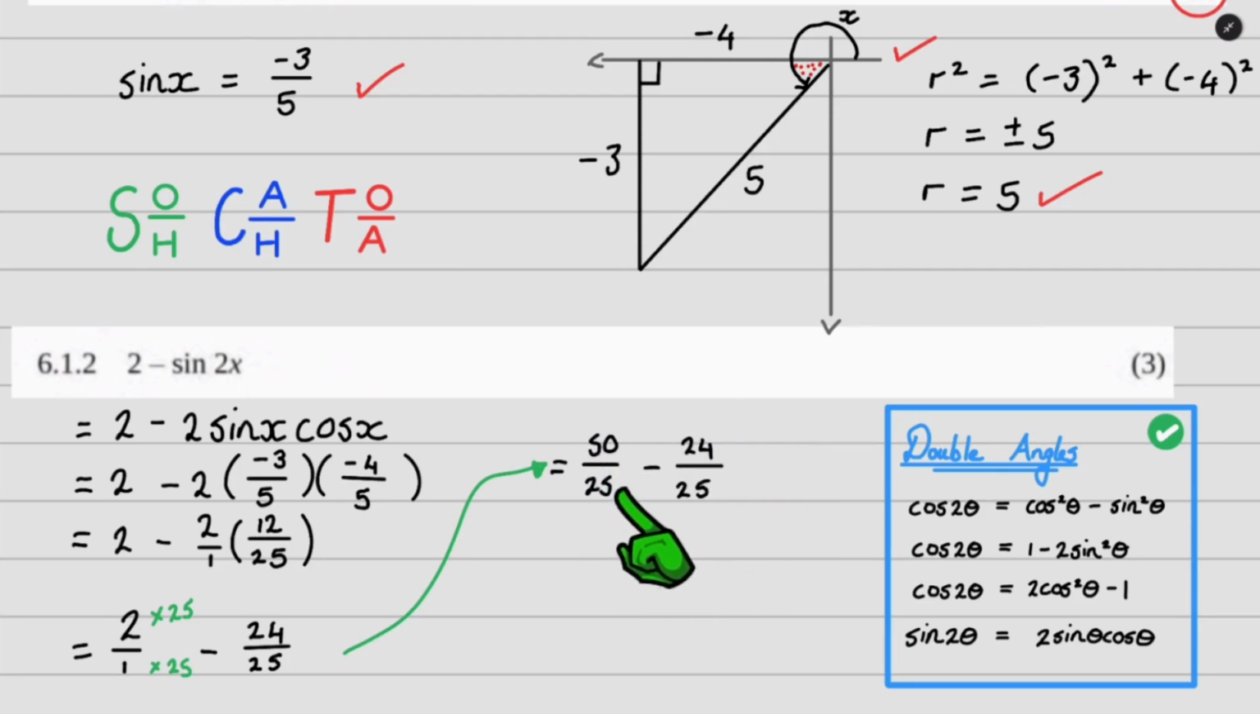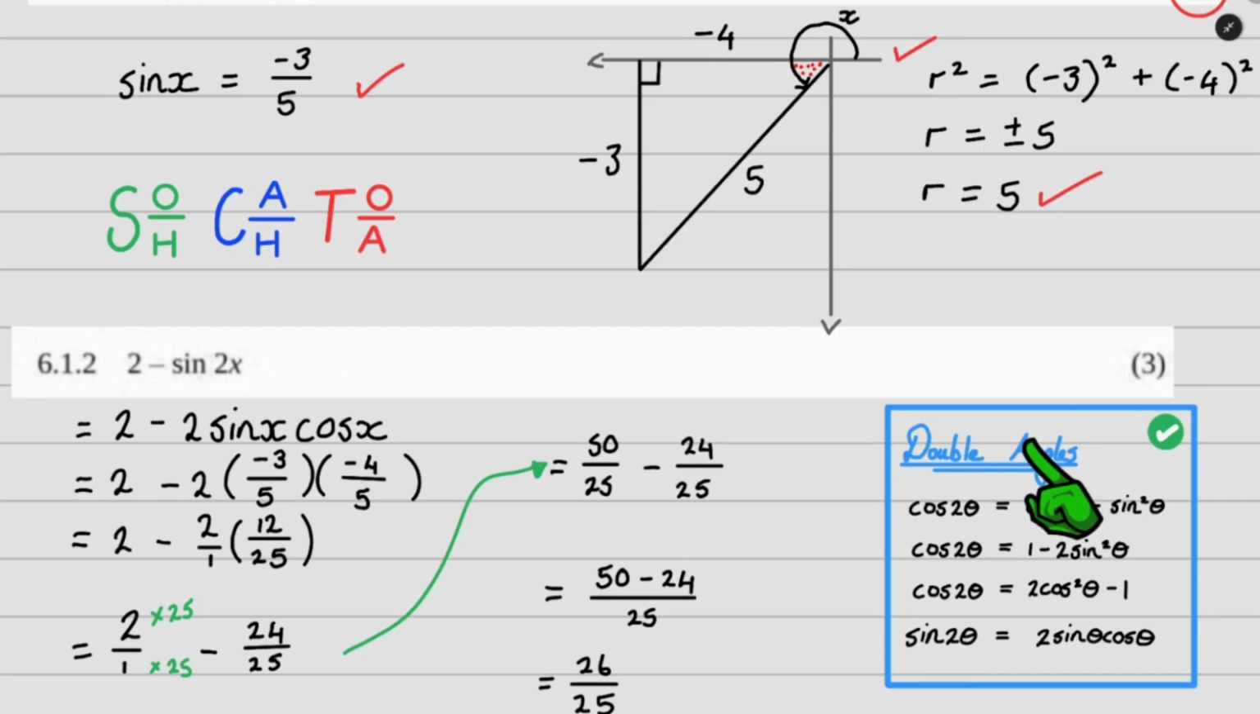So I'm going to morph them into one fraction, like so. And now I can simply minus the tops. 50 minus 24 will give me 26. So my final answer will be 26 over 25.